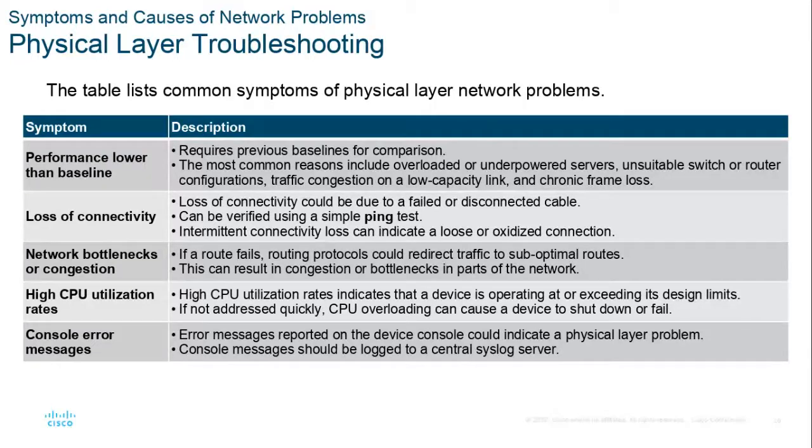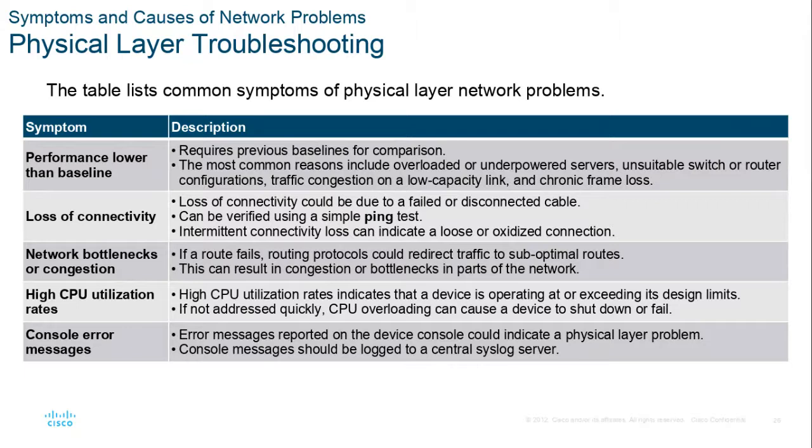Loss of connectivity could be due to a failed or disconnected cable, or it could be a loose or oxidized connection. Use ping on a workstation. You can do ping -t and it'll ping over and over again instead of the default 5 times. If a bunch of them start failing, you've got some sort of connectivity lost. You need to troubleshoot your wiring. Then there are network congestion or bottlenecks. If a previously configured route has failed, maybe he's having to use a slower route instead, and this could give you more congestion or bottlenecks.